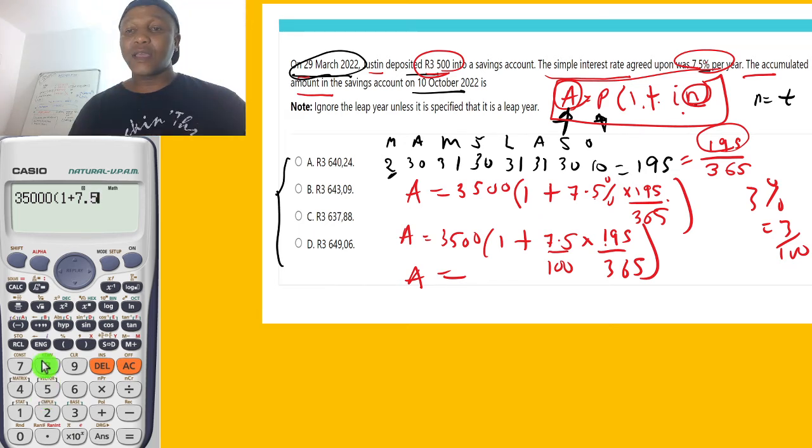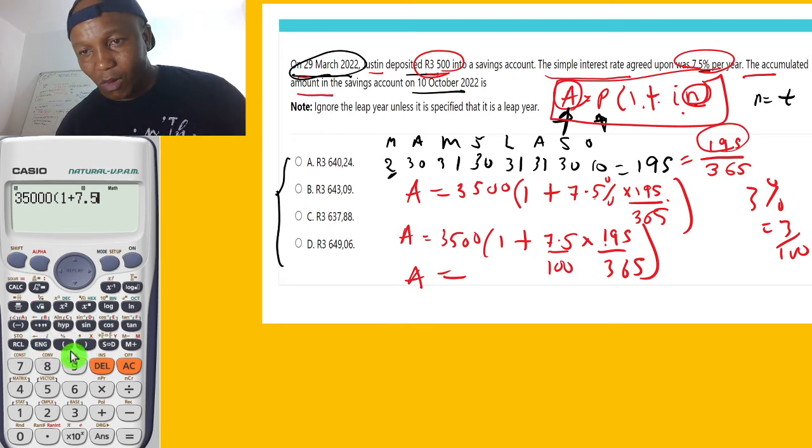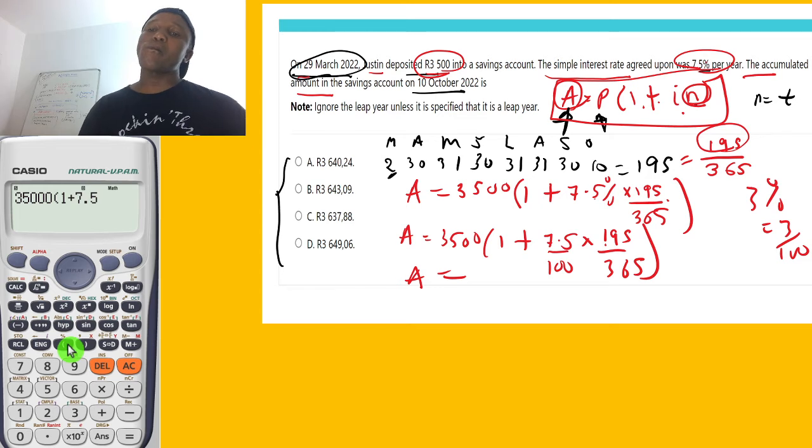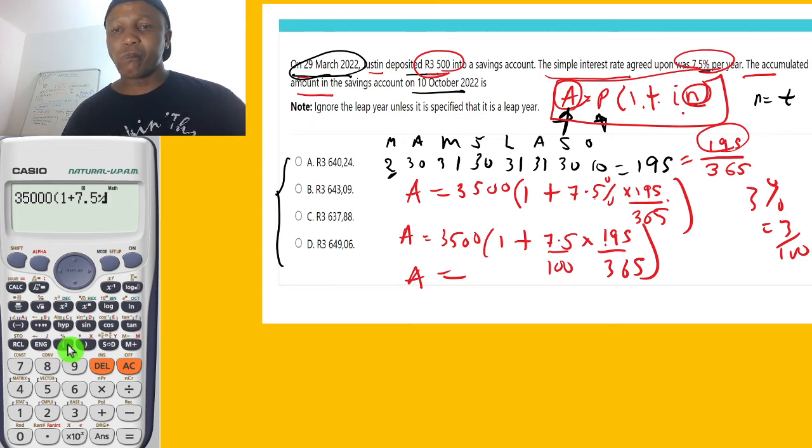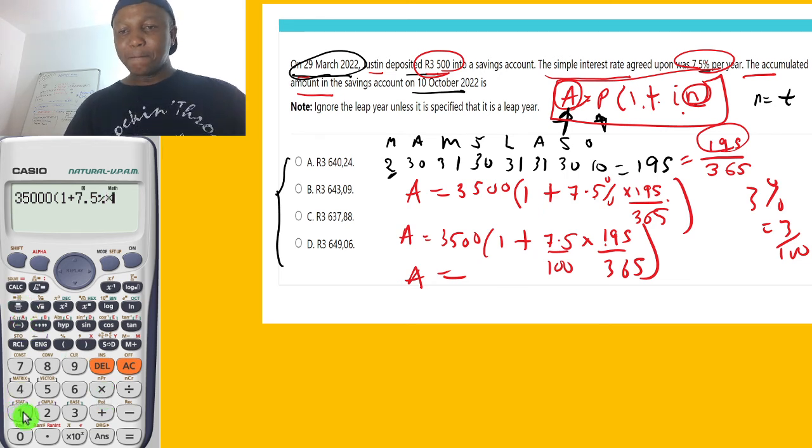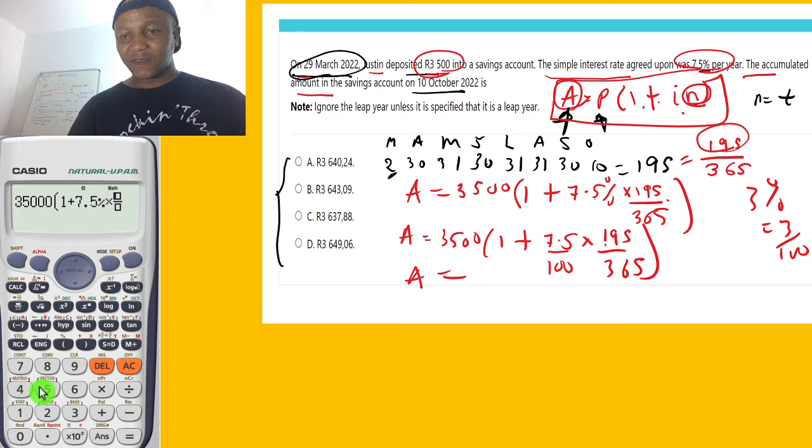Okay, so say shift and then percentage. Percentage, and then we multiply by 195, and then go to the bottom, say 365. And then come right here, close the bracket.